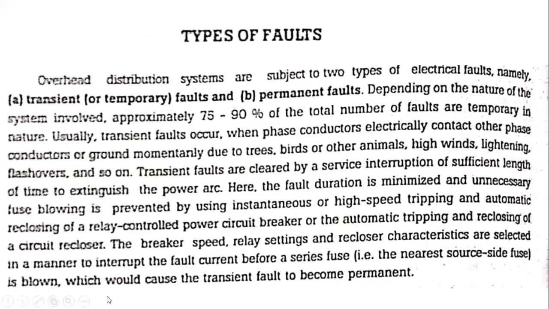Phases contact each other or ground momentarily due to trees, boats or other animals, and also high wind blows, lightning flashovers and swans. These temporary faults occur when branches of trees, boats, or other animals touch the overhead transmission lines, and then we obtain temporary faults. This type of fault is called a transient fault. Due to high wind, one phase can also touch another phase, and in that case too temporary faults are obtained.